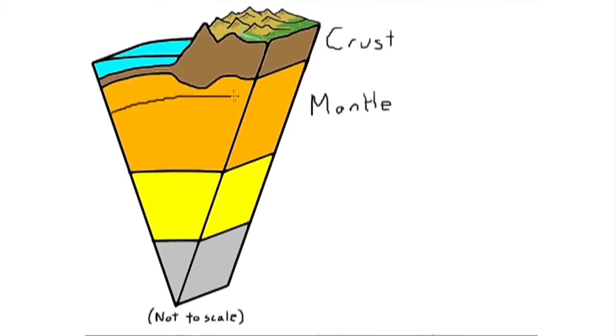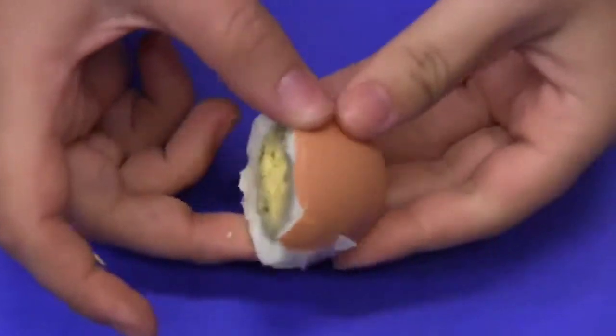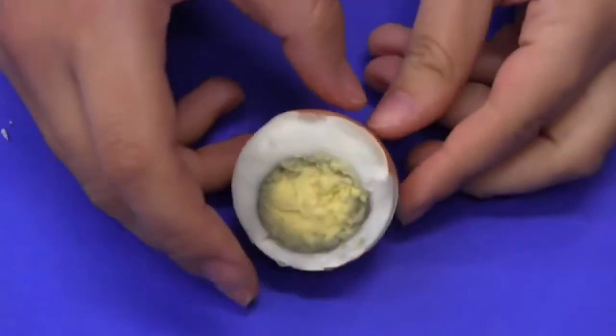The topmost layer is the lithosphere, which is a rigid layer made up of the crust and the upper layer of the mantle. It's typically about 60 miles thick. We can imagine the crust as the shell of the Earth. Actually, we can compare the Earth with a hard-boiled egg and the lithosphere with its shell.